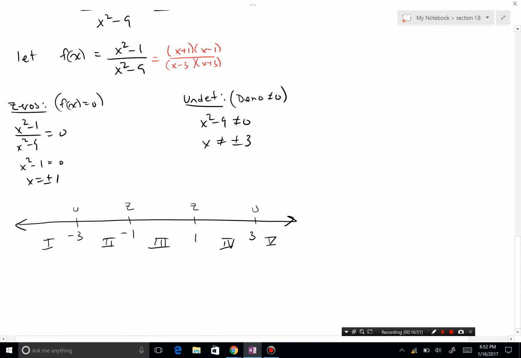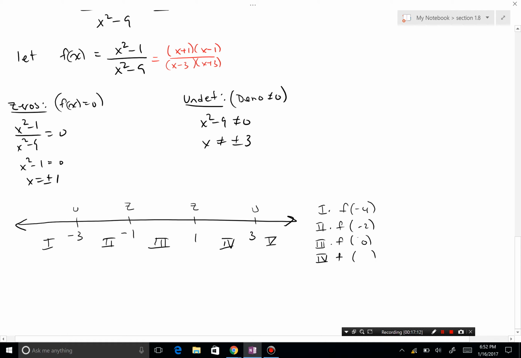Okay, so in quadrant 1, I'm going to plug in -4, quadrant 2, quadrant interval 2, I'll plug in -2. And yes, if this was a -2, then you have to plug in a -1.5 here. Don't think you're off the hook, because there's still an infinite amount of numbers in between any two numbers. 0, the magic number, 4.